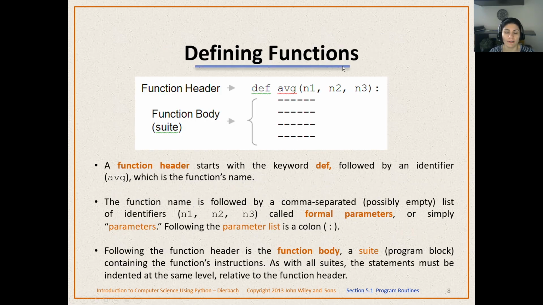So the way to define a function is we are going to have a function header, all right? And that starts with the keyword def, D-E-F, right? It is followed by an identifier, which is the name of your function. You can give whatever name you want to your functions, all right? And then you follow the function name with a comma-separated list, which could also be empty, of identifiers, or names of your parameters. Okay, so if you have three parameters in this example that I have here, you will have three identifiers, all right, and those identifiers are separated by commas.